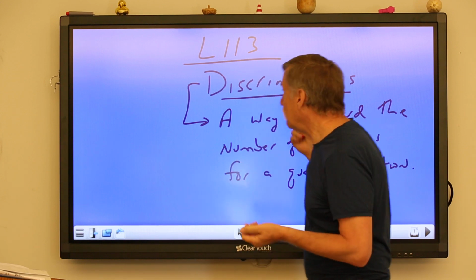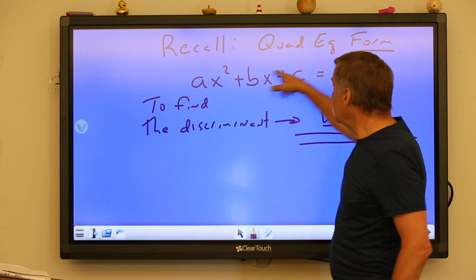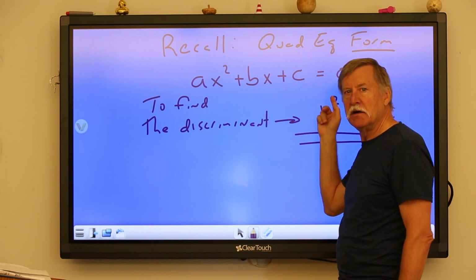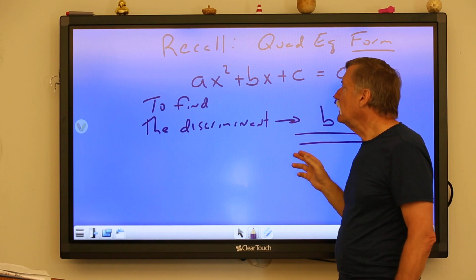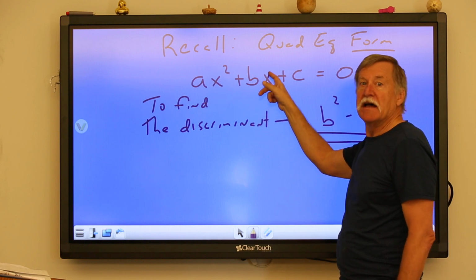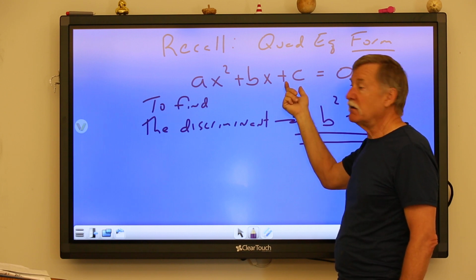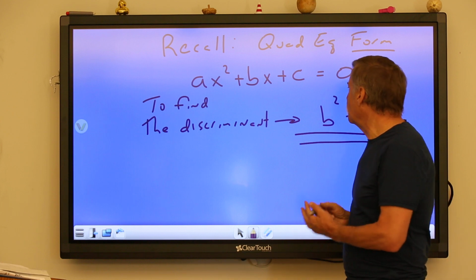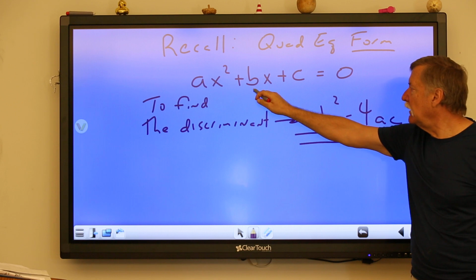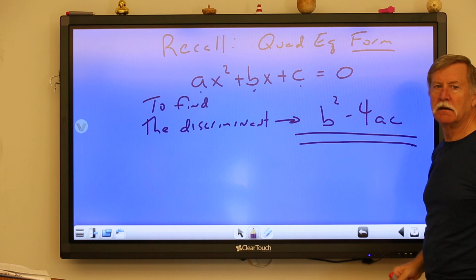So how do you know? Well, we deal with this thing called a discriminant. You will recall that the quadratic equation form ax squared plus bx plus c equals 0 is still in place here. And a is whatever's in front of the squared term, b is the number in front of the x to the first power term, and c is just a number, a constant. All right? So to find the discriminant, we use this weird looking formula here: b squared, that's this b, minus 4ac.